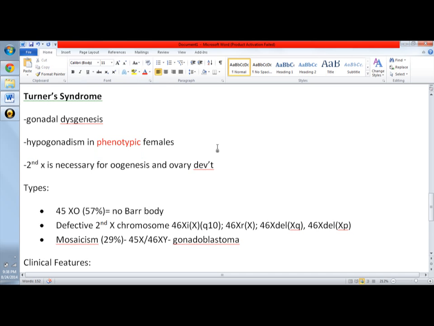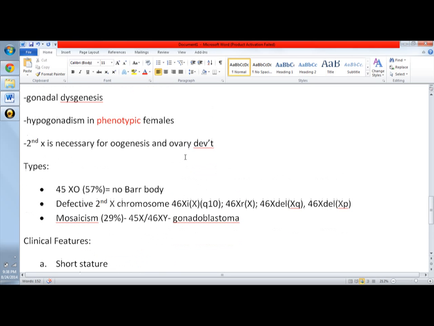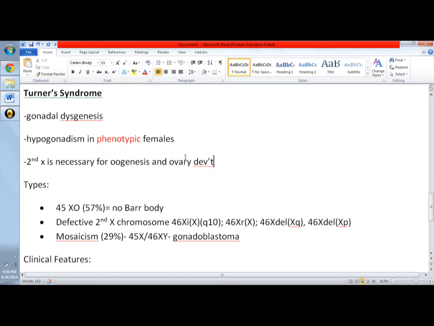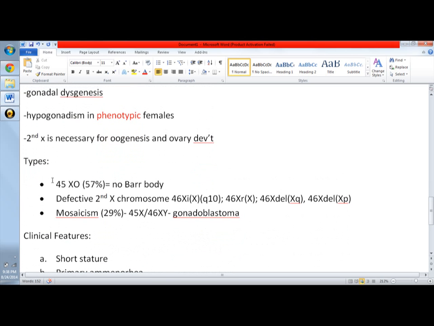The second X is actually necessary for oogenesis and ovary development. However, in the case of Turner syndrome, we have different types. For example, this one, 45,XO, will present with no Barr body, as I've been discussing a while ago for the other types of genetic disorders.